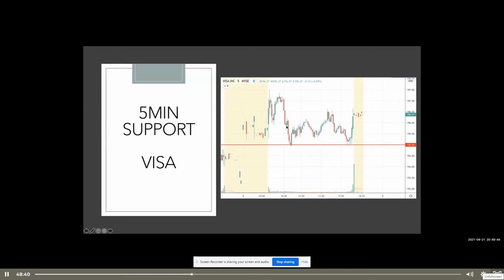5-minute support for Visa. These are just a bunch of different examples so you can see what it actually looks like on a chart, right? So the stock came down, hit that 195, and then bounced off of it twice right here, and then came back down in the afternoon and bounced off 1, 2, 3, 4 times right there, right? So that 195 is clearly the support. That's where there are pending buyers. That's our floor for the day on Visa.